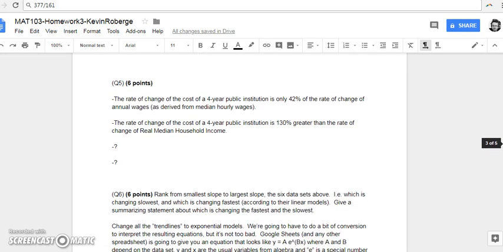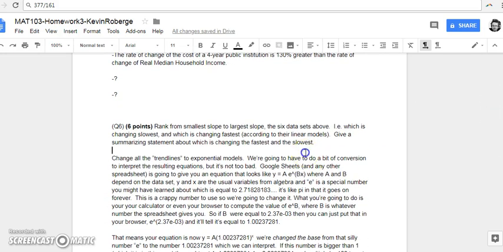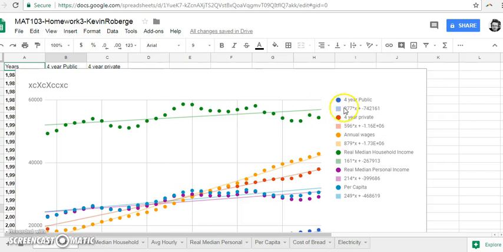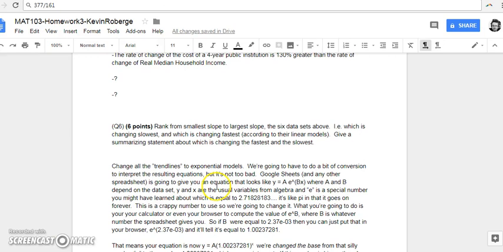All right. What's next? Question 6. Rank from smallest to largest. That's going to be pretty easy. So you just go down through here and make an order. What's the smallest here? Real median household income. What's the largest? Annual wages. So then make some summarizing statement about which one's changing fastest and which one's changing slowest.